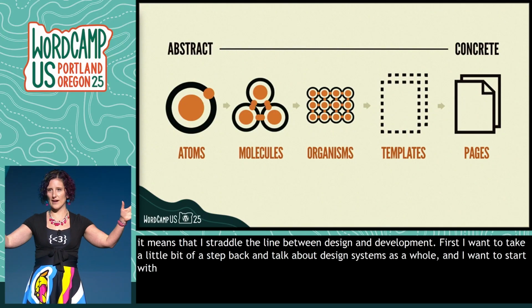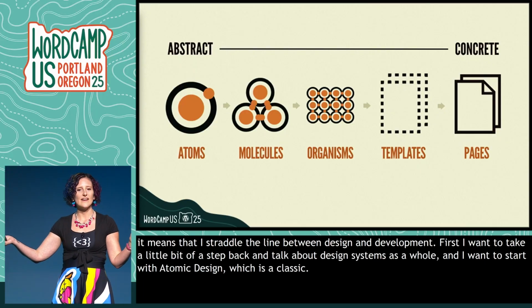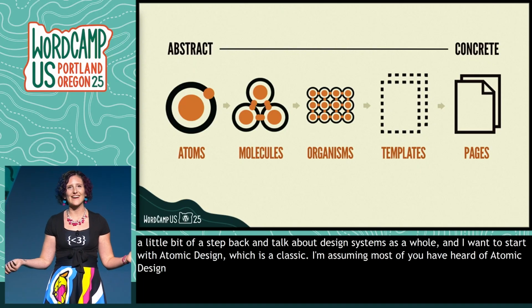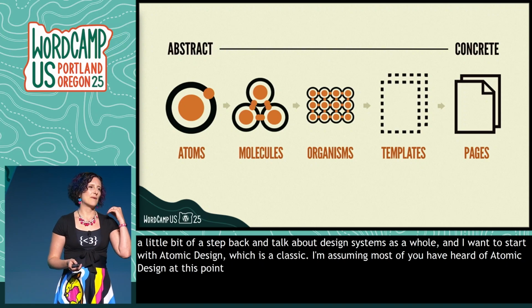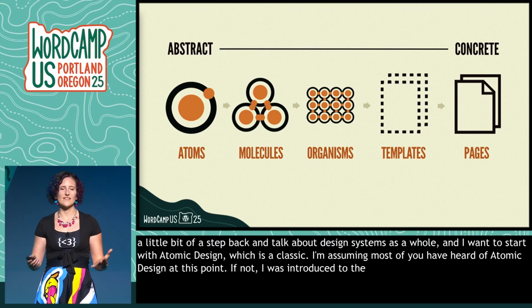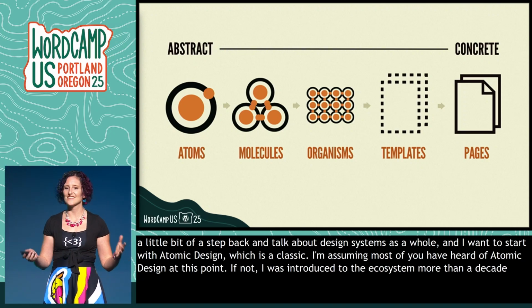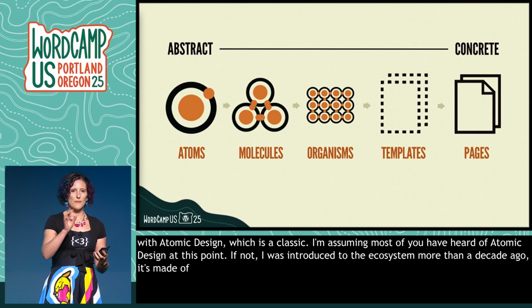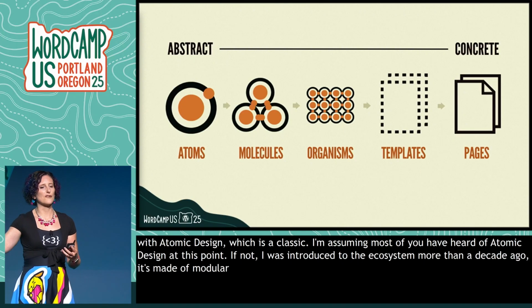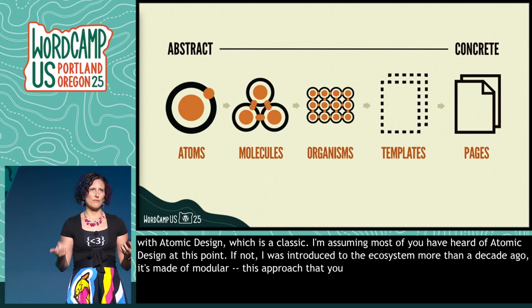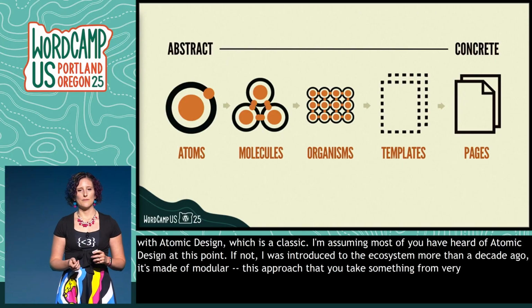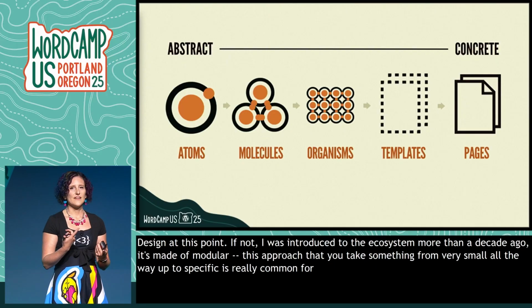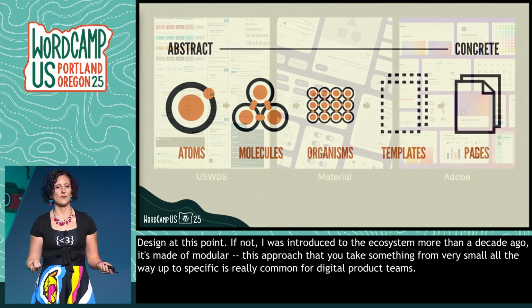How many of you, I'm assuming most of you have heard of atomic design at this point. If not, it was introduced to the ecosystem more than a decade ago. It's made up of modular, reusable components that work together to create consistent, scalable experiences. And this approach, where you take something from very small all the way up to very big and very specific, is now really common for digital product teams, anywhere from web apps to marketing sites, because it's very predictable, very adaptable, and very scalable.